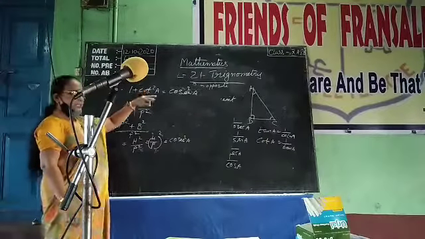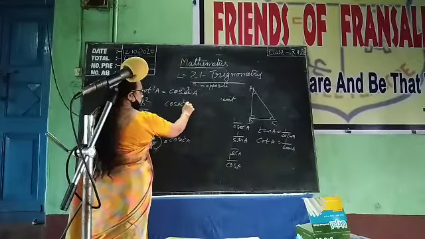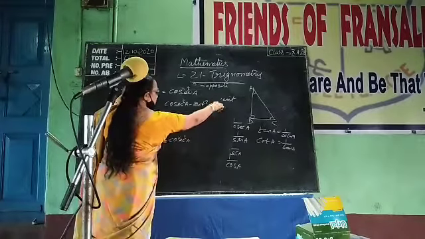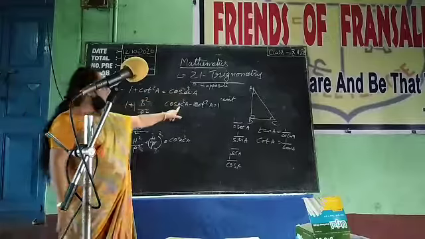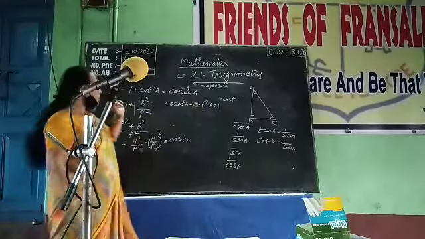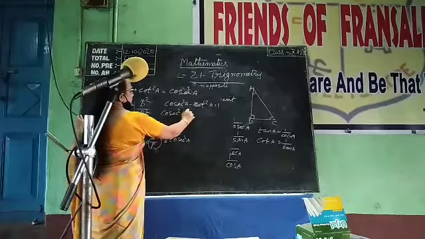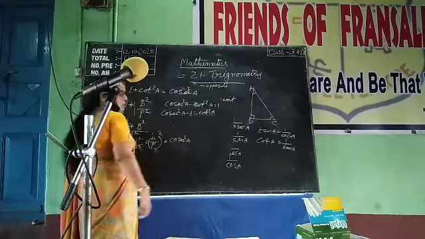From here also we can get two more relations. What are the two more relations? Cosec square A minus cot square A is equal to 1, that is, taking this cot square A to the right hand side. Another one is cosec square A minus 1 is equal to cot square A. So these are the relations.